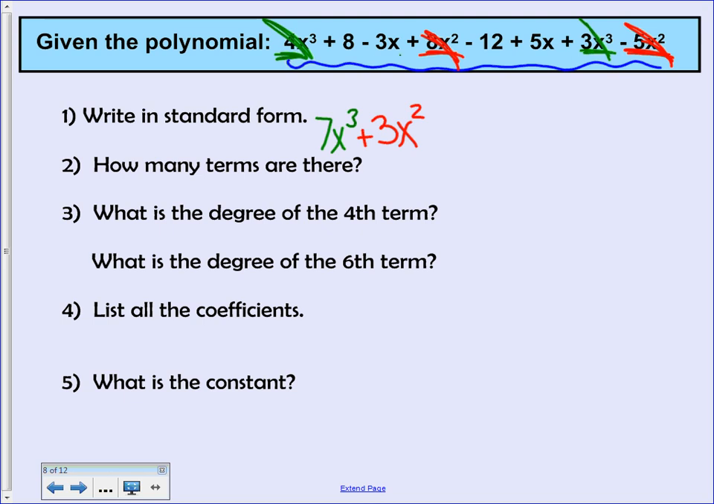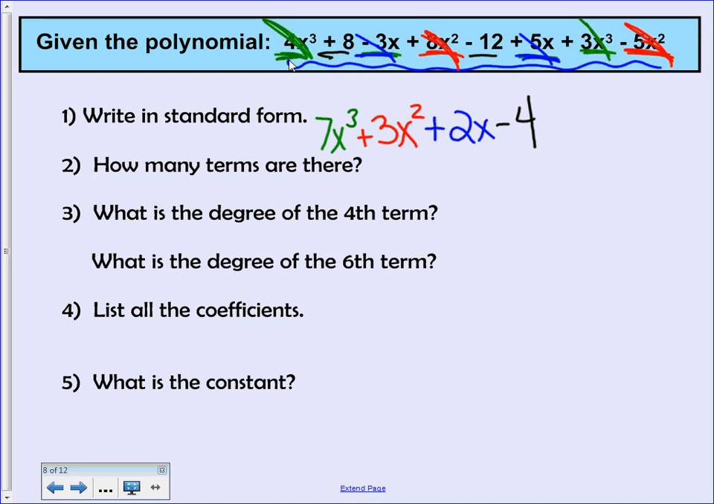Next, I have negative 3x plus 5x. Let's do that in blue. So I have negative 3x plus 5x. So negative 3 plus 5 is going to give me positive 2x. And last but not least, I have 8 minus 12, which is going to give me a negative 4. So there's my polynomial in standard form.